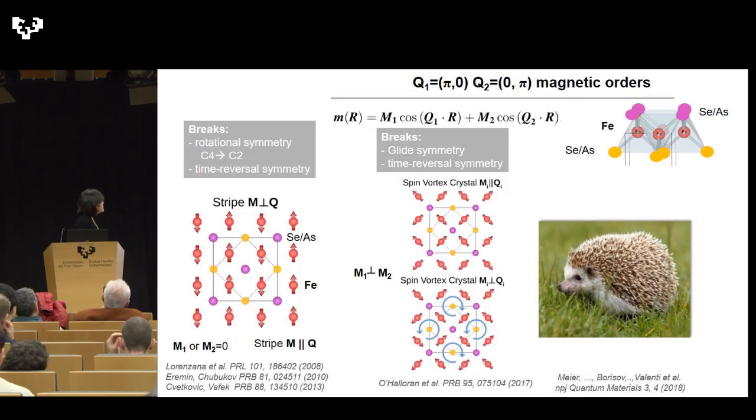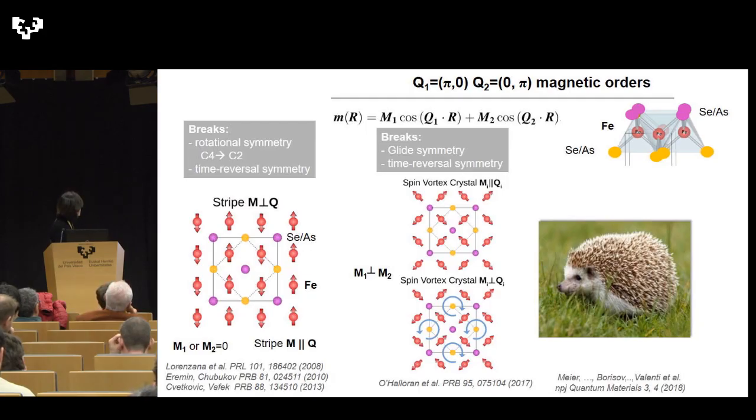One of them is, for instance, if the order parameters M1 and M2 are perpendicular to each other, I should realize a spin vortex crystal. These are two types, either all in or all out magnetic moments, or basically two in, two out. So this is a possibility of magnetism that up to 2 years ago had not been observed in these materials.